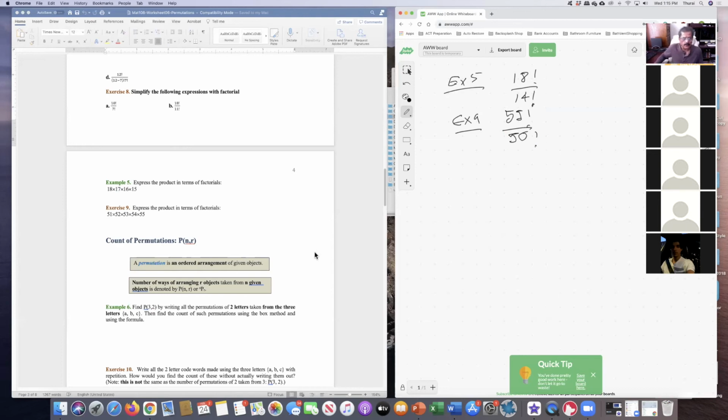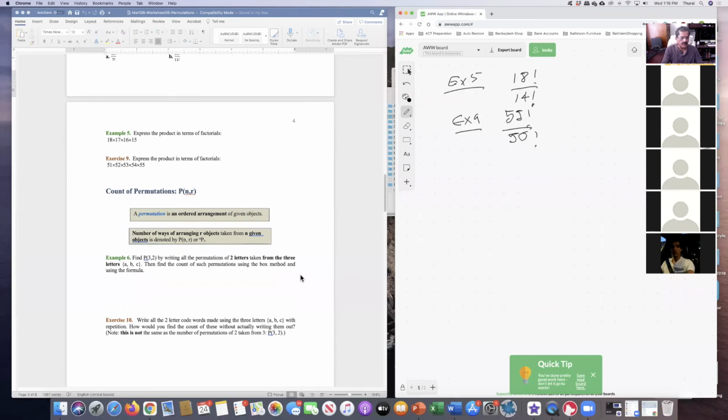Okay, very good. All right, so now we are ready to go on to permutations. A permutation is an ordered arrangement of given objects. A permutation means an arrangement of whatever objects are given. Then we are going to be calculating the count of permutations. How many permutations are there if they give you a certain number of objects? That's what permutation is about. So the count is what we need.